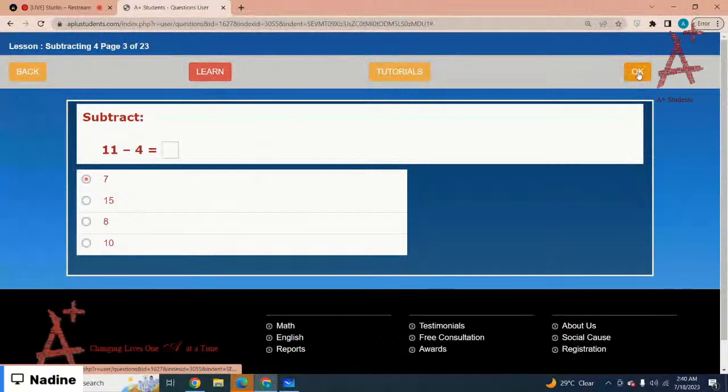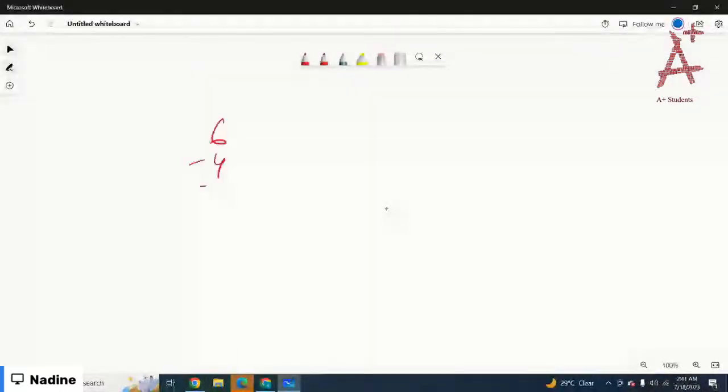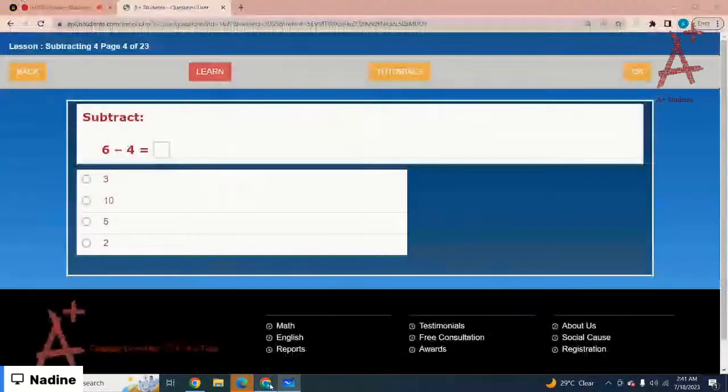Okay, the next one is 6 take away 4. So start with 6 and go back 4 numbers. So it would be 6, 5, 4, 3, and 2. That means 6 take away 4 is 2. So the correct option is 2.